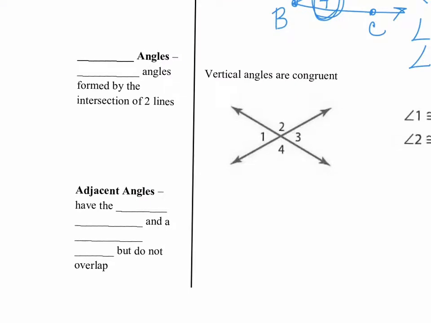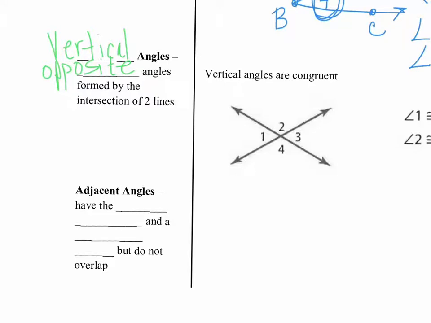There are 2 things that we talk about with angles. We refer to the vertical angles, and this is a review from last year. Vertical angles are opposite angles formed by the intersection of 2 lines.